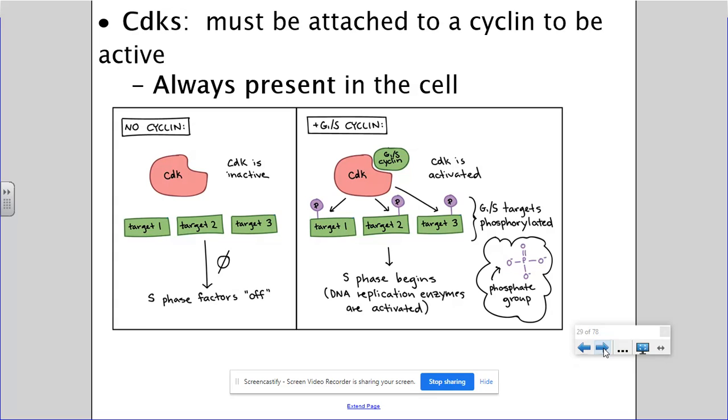Okay, then CDKs, cyclin-dependent kinases, are always present in the cell, but they're only active if they are attached to a cyclin. This is a convenient thing for the cell, so it doesn't have to make new CDKs. They're always there. All the cell does to regulate is to make the cyclins. So if there's no cyclin, if you look over here on the left, there is a CDK, but it's not active. Then once a cyclin binds to the CDK, it becomes active. It will then phosphorylate whatever targets it has. The example here is showing how it's going to start the S phase.